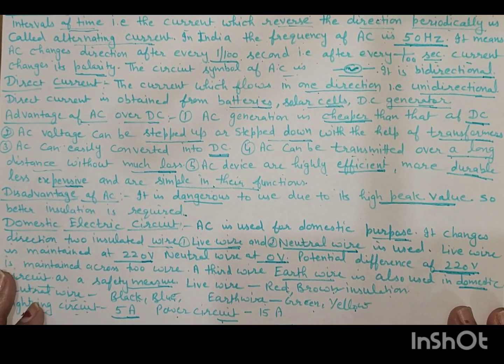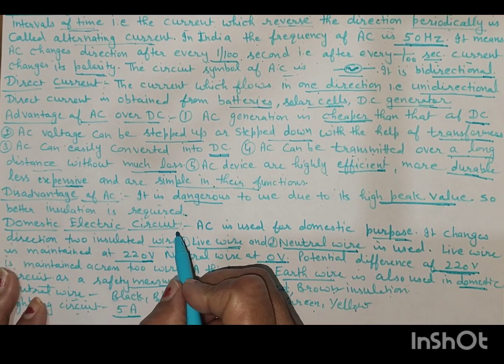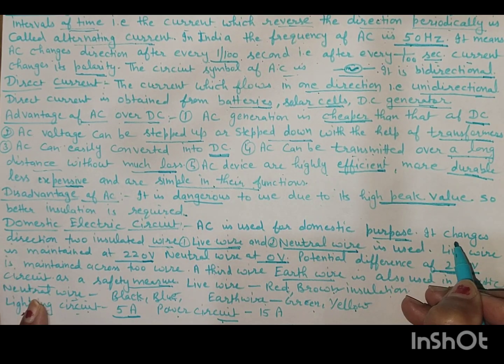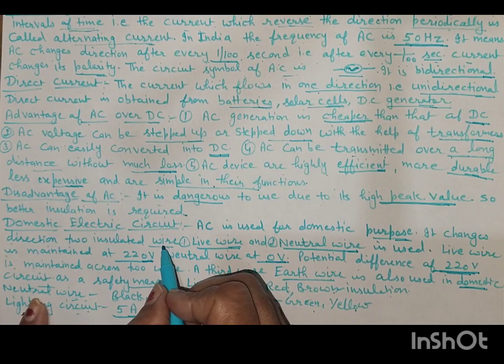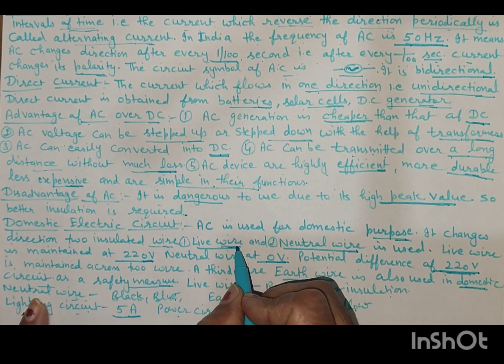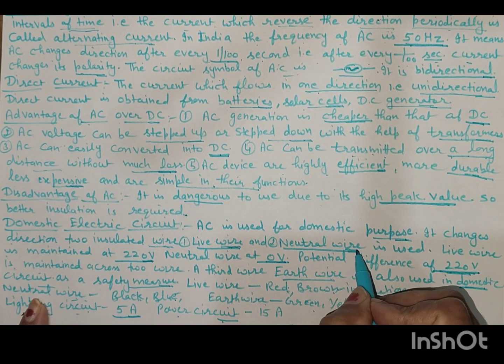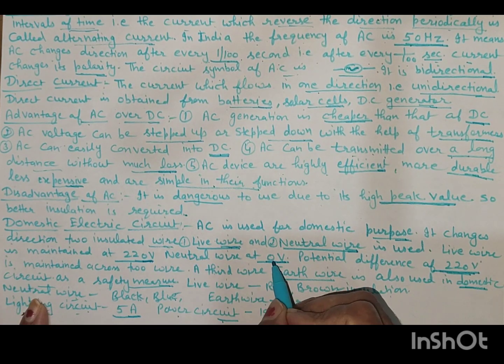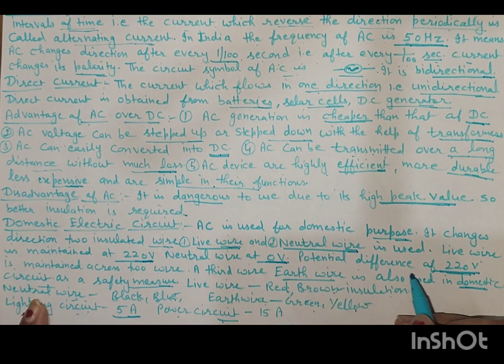Now, the domestic electric circuit. AC is used for domestic purposes. It changes direction through insulated wire. First wire is the live wire, second is the neutral wire. Live wire maintains 220 volt, neutral wire maintains 0 volt. Potential difference is 220 volt.